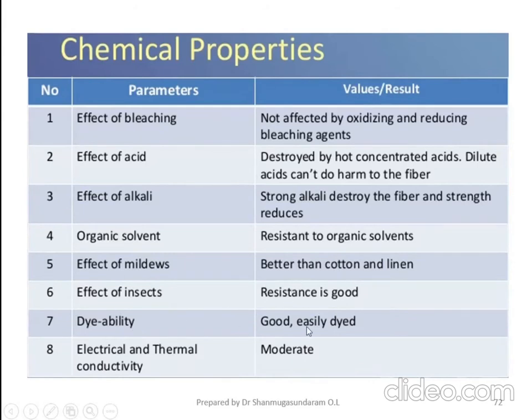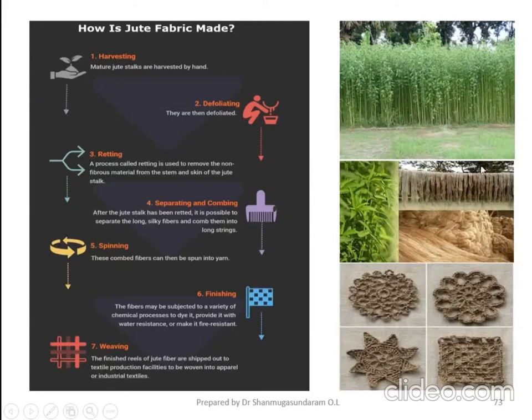What about the dyeability? It has good dyeability because of the large amount of polar groups and the large amount of amorphous region present in the fiber. And similarly, it has good moisture regain. So that is the reason why this jute fiber has good dyeability. When you come to the electrical and thermal conductivity, this fiber has moderate properties. So again, this is the schematic representation: harvesting, then defoliation, then retting, separation and combing, spinning, finishing, and then weaving. So these are some of the end uses I have displayed here. Okay.